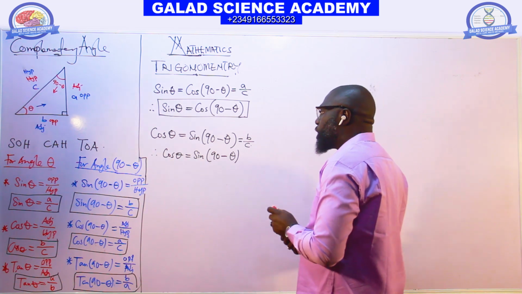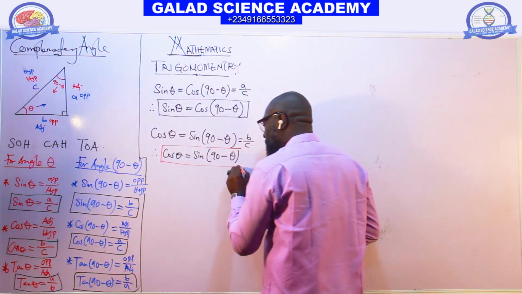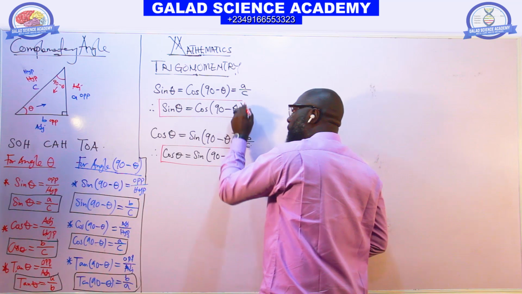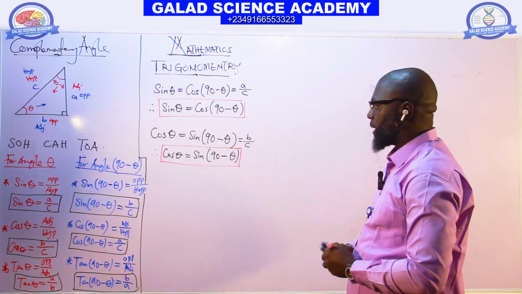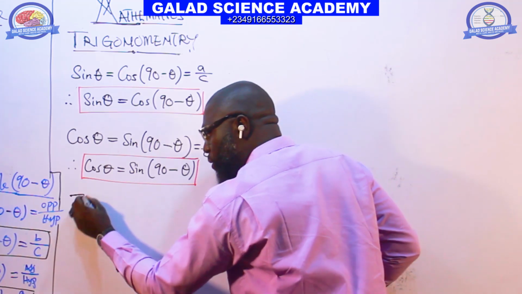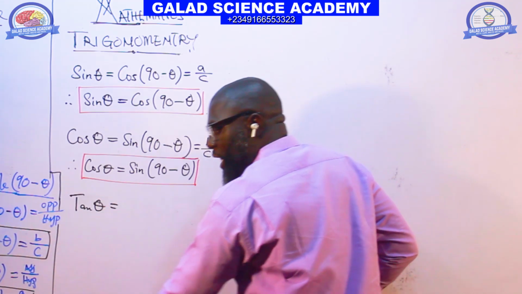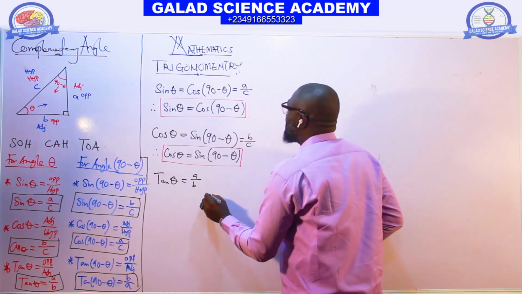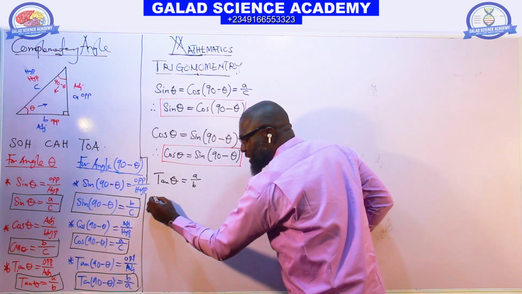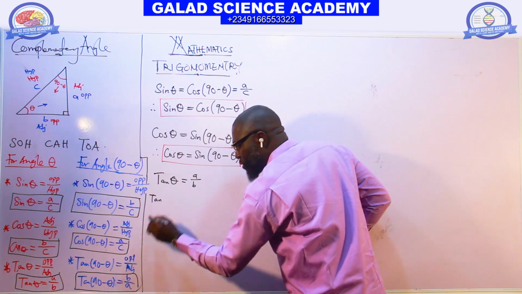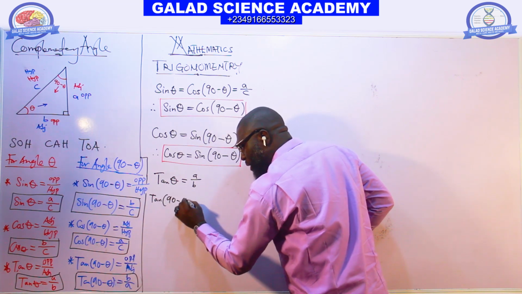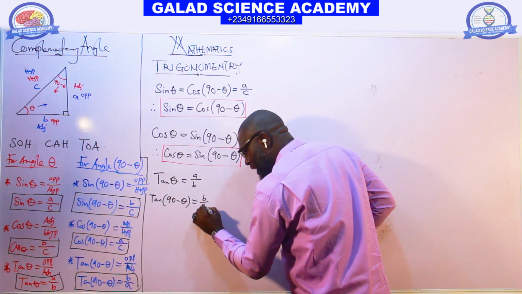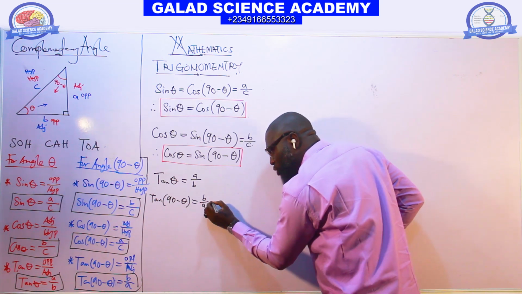So this is the formula for cos theta. The last one is tan theta. We know that tan theta gives us A over B. You now observe that the tan of 90 minus theta gives us B over A. This B over A is the same thing as what?